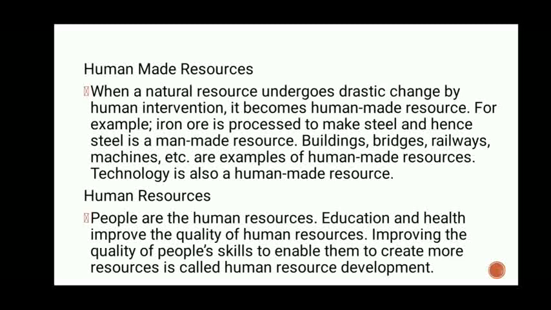So, education and health improve the quality of human resources. It can be achieved by improving the quality of people's skills so that they become more resourceful, and this is called human resource development.